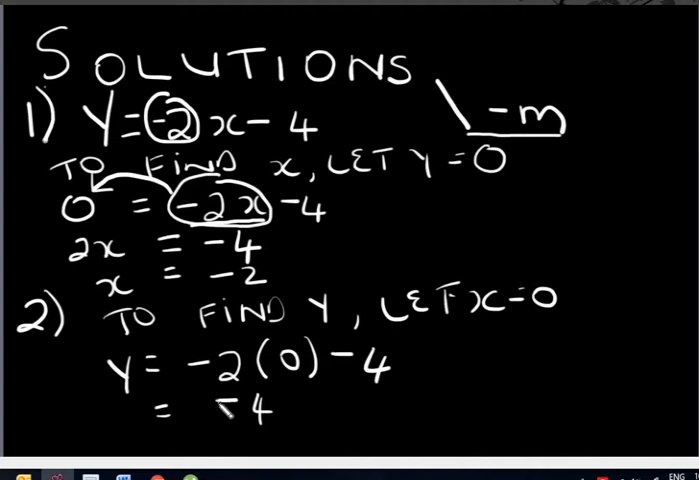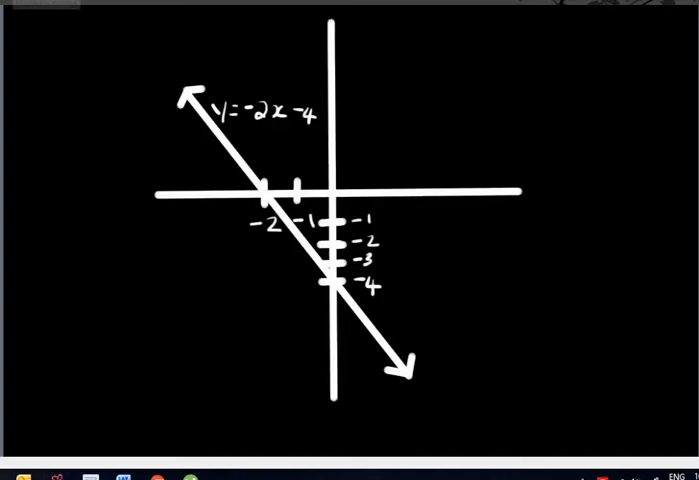The next step then is for us to plot. So your graph should look something like this. An x-intercept of -2, a y-intercept of -4, and then of course don't forget to label your graph. Let's look at the next one.